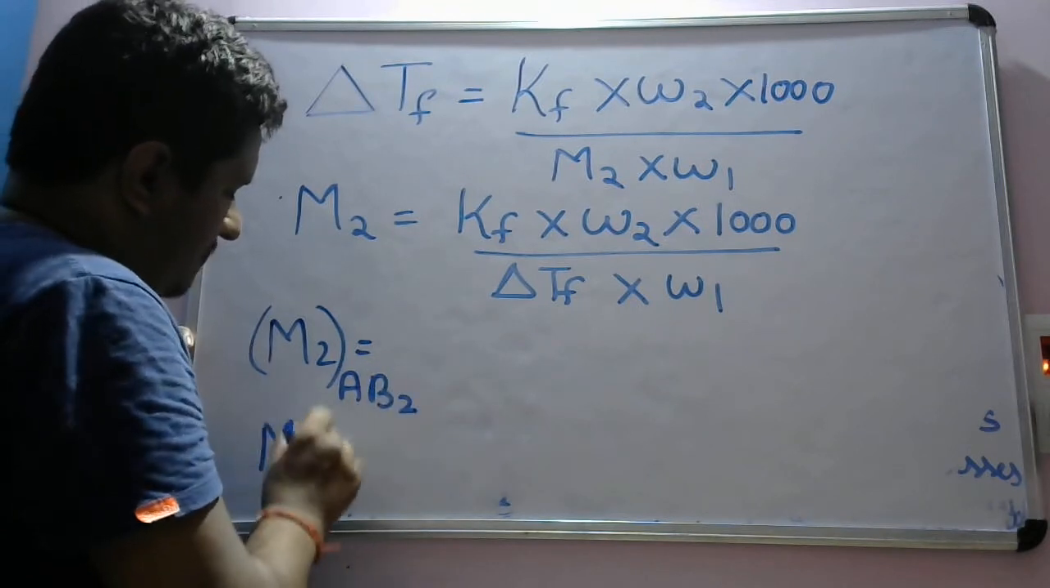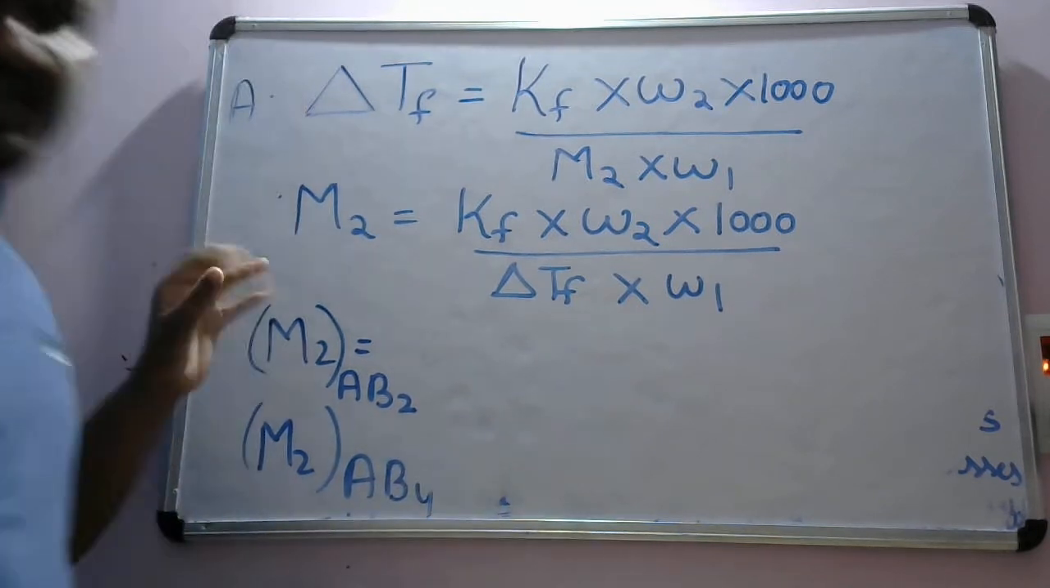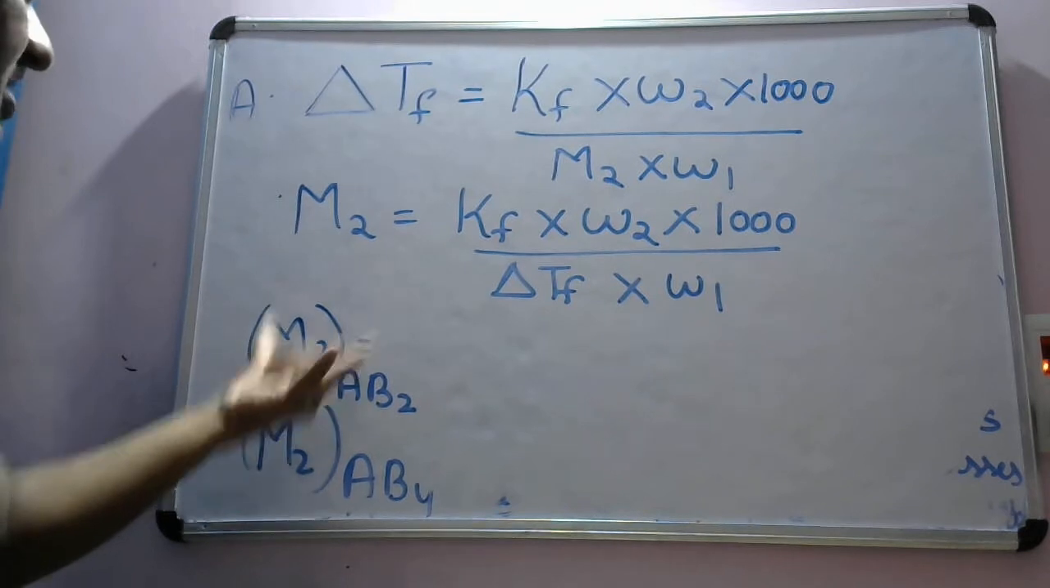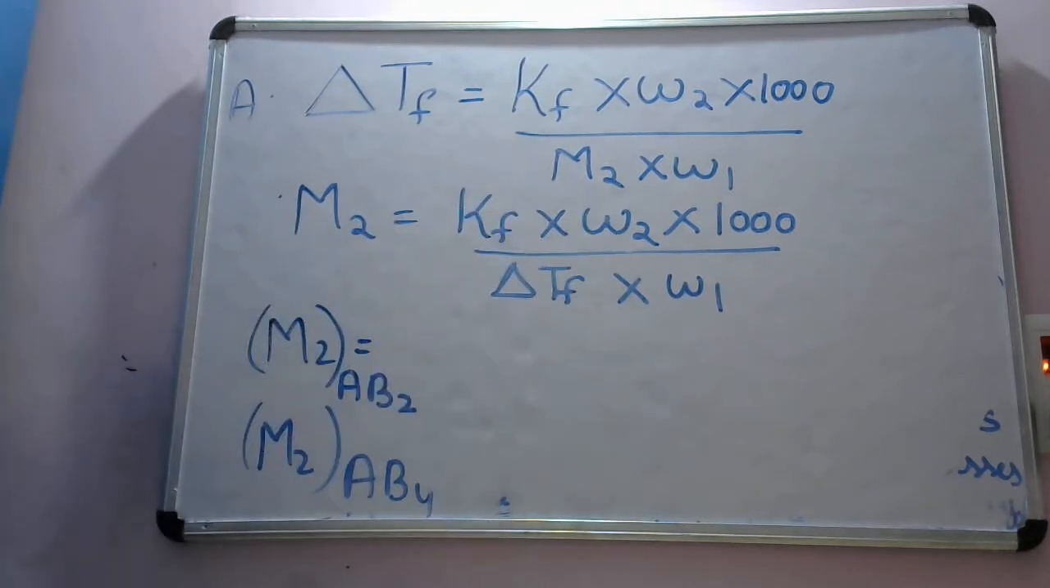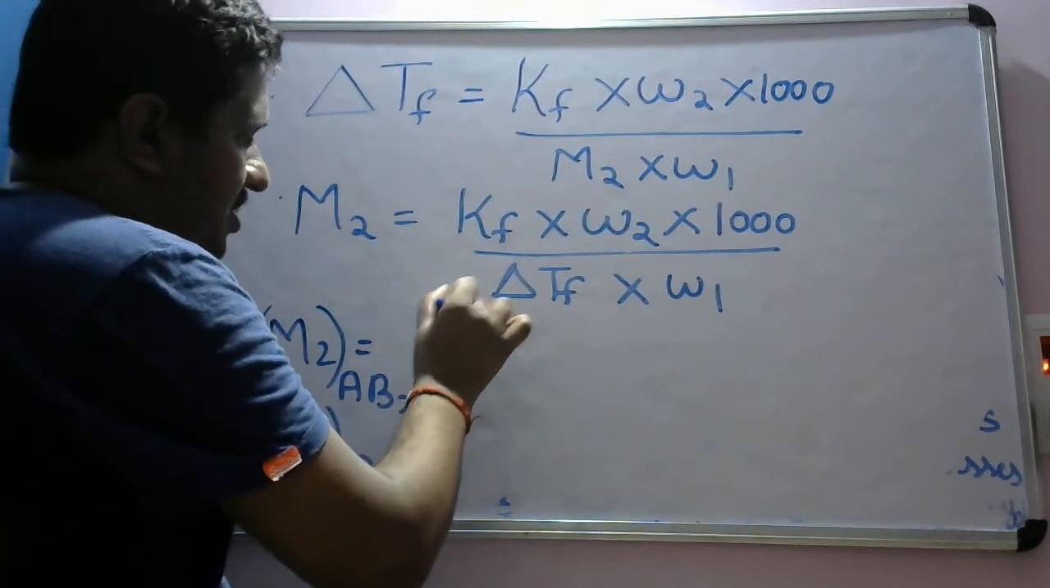The formula is the same for both AB2 and AB4. When AB2 is added to solvent benzene, what will you get for the molar mass? You will apply this formula. The only variation will be delta TF in this formula, the rest will all be the same. So M2 for AB2 will be what? Kf is mentioned as 5.1.